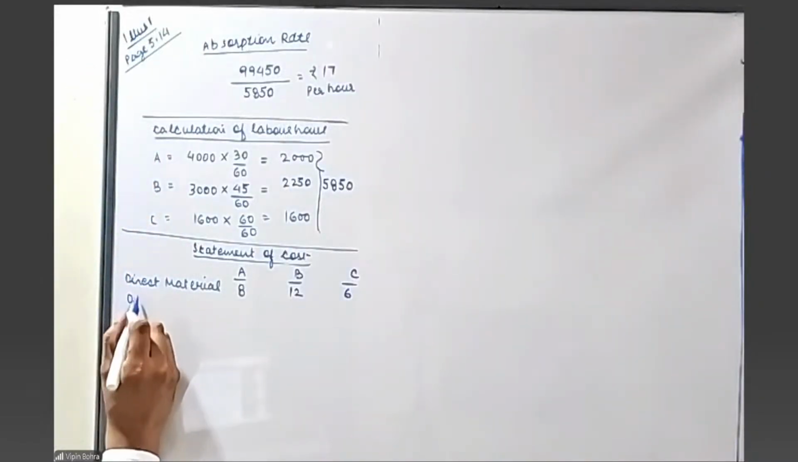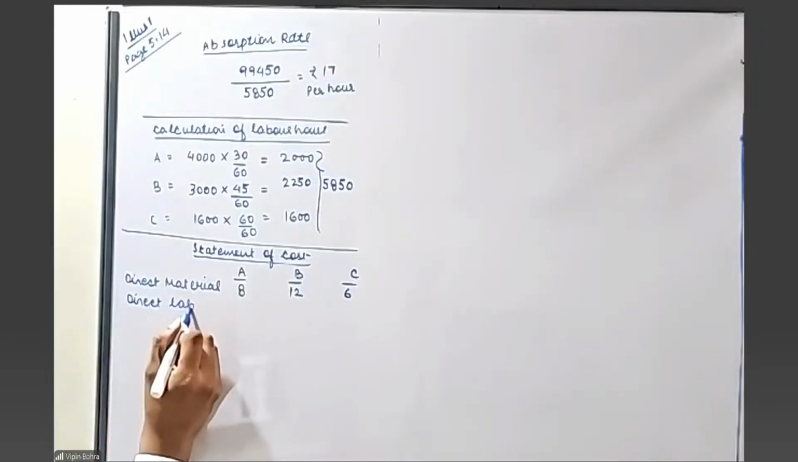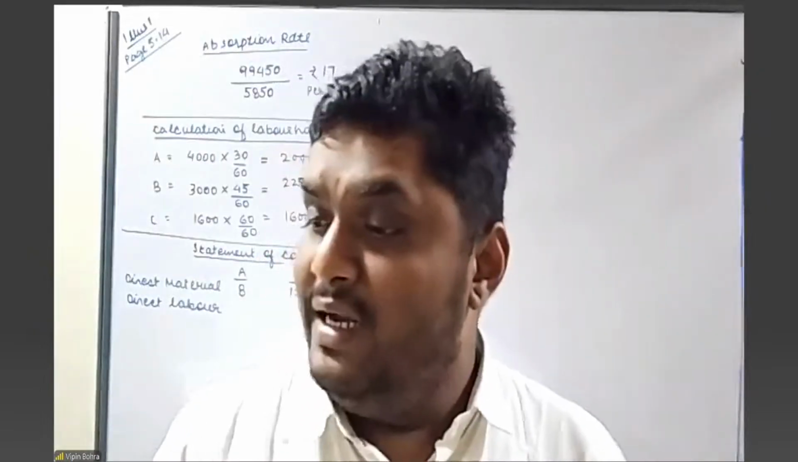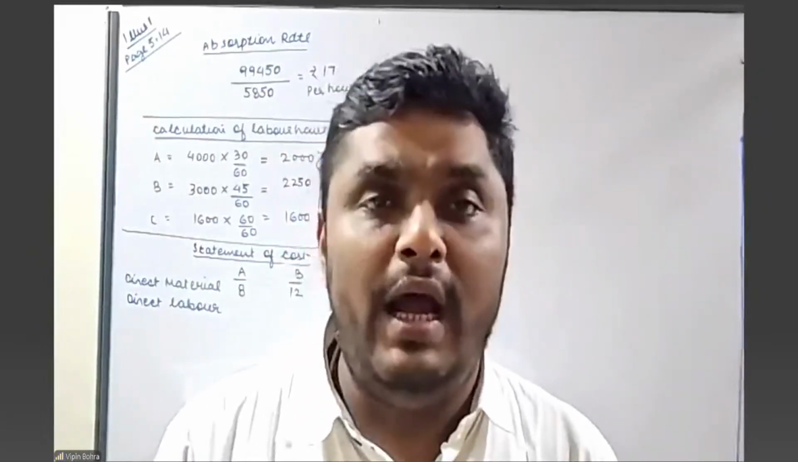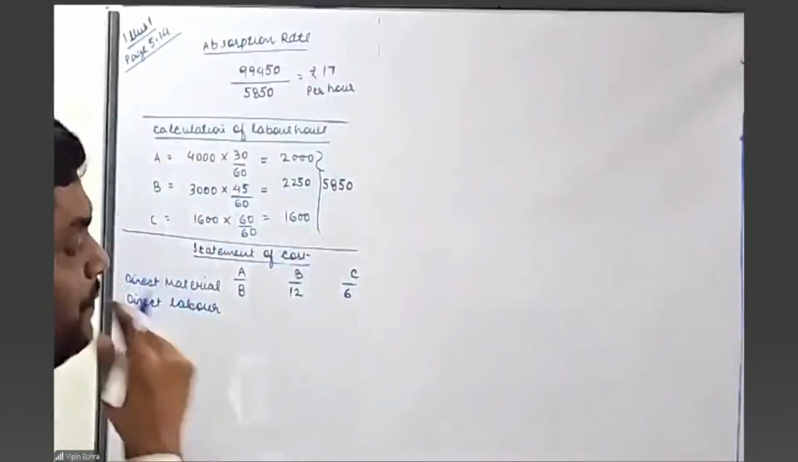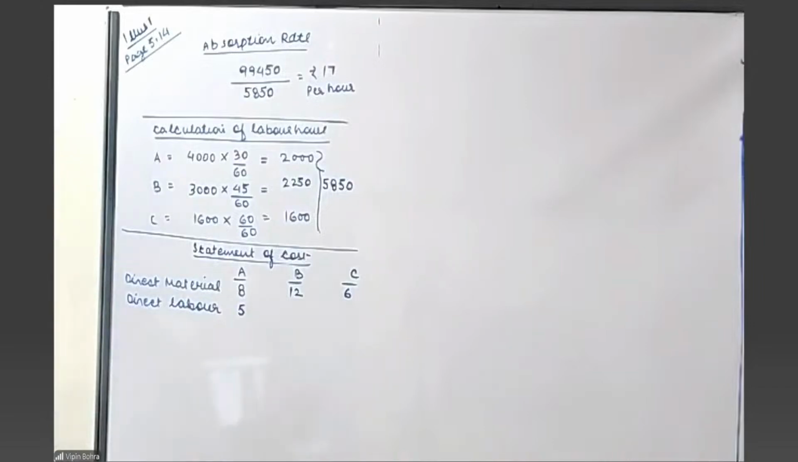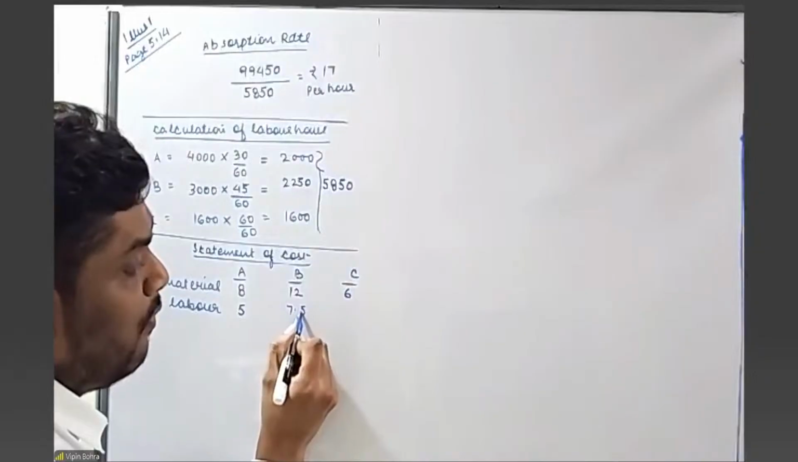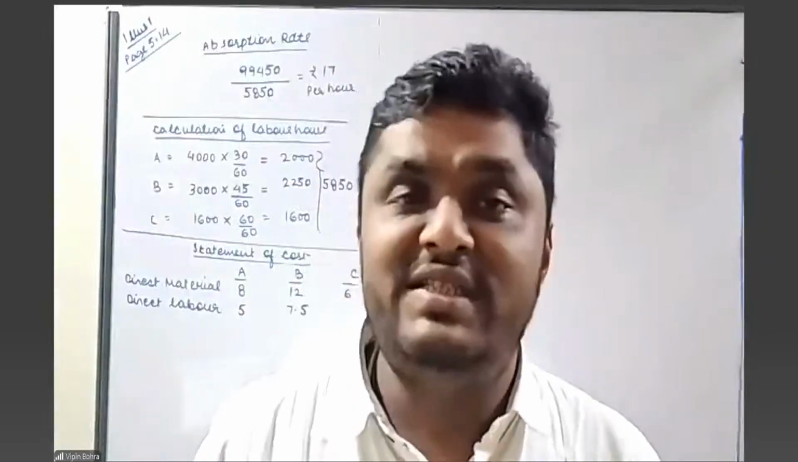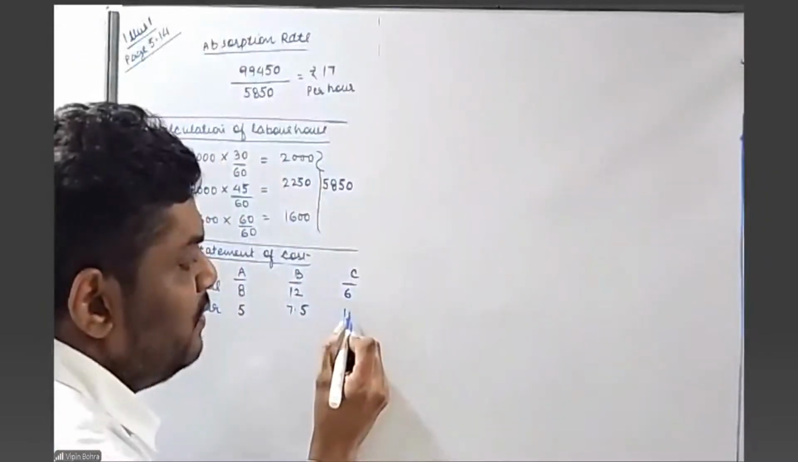Now next is direct labor. When talking about direct labor, it is given in minutes. So 10 rupees for 1 hour. So for 30 minutes, it will be 5 rupees: 10 into 30 divided by 60. Similarly, 10 into 45 divided by 60, so it will be 7.5. And lastly, it is 10 into 60 divided by 60. So this will be rupees 10.